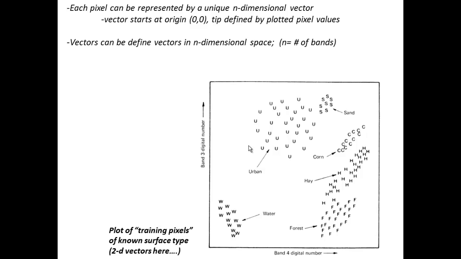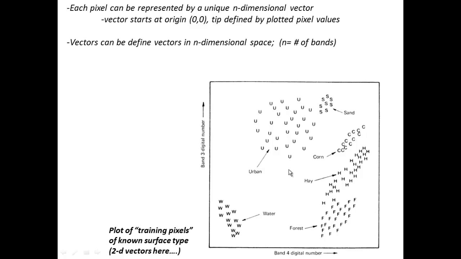So it's easiest if we just think about this first in two-dimensional space. Imagine band 3 and band 4. And then imagine any pixel, for example, this urban pixel. It has a value for band 3, a value for band 4, and if we plot that in two-dimensional space, those two numbers represent coordinates of the tip of a vector. The vector would start at the origin and be a line going out to this coordinate. And that vector would be unique from all the other pixel vectors.